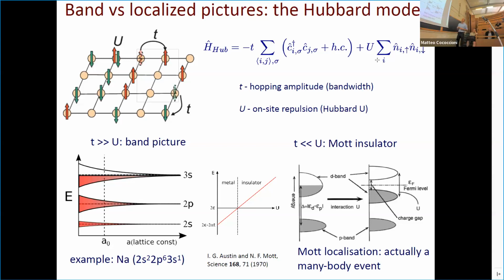So the idea is to embed this model into the DFT and have this Hamiltonian work for localized states, basically our d states in our system.